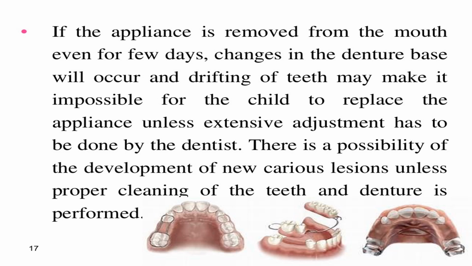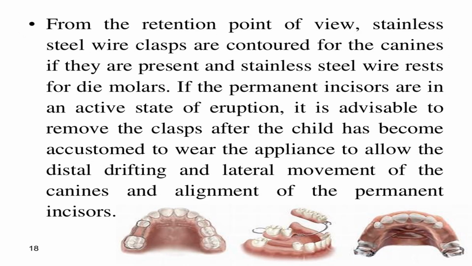From the retention point of view, stainless steel wire clasps are contoured for the canines if they are present, and stainless steel wire rests for molars. If the permanent incisors are in an active state of eruption, it is advisable to remove the clasps after the child has become accustomed to wearing the appliance, to allow the distal drifting and lateral movement of the canines and alignment of the permanent incisors.